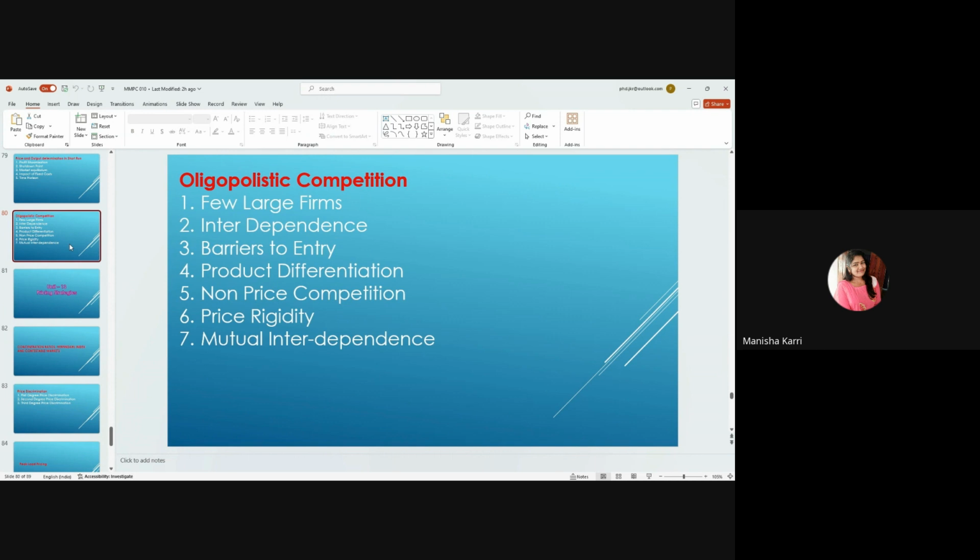Mutual interdependence. Because firms are aware of their interdependence, they often engage in strategic decision making, taking into account the likely response of their competitors.